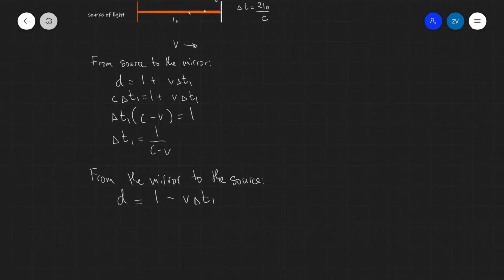And what we can do is once again say that d is equal to c delta t2, let's call that. Actually, let's not call that delta t1 because the two times are going to be different. So this here will be delta t2, and c times delta t2 will be equal to L minus v delta t2. Let's bring all the t2s to one side of the equation, then factorize. So what we're going to get is c delta t2 plus v delta t2 is equal to L.